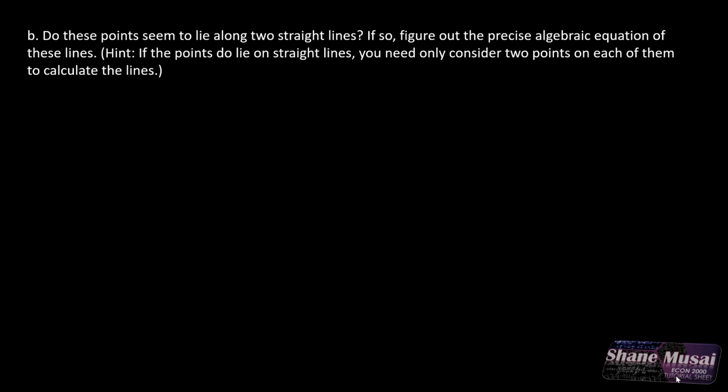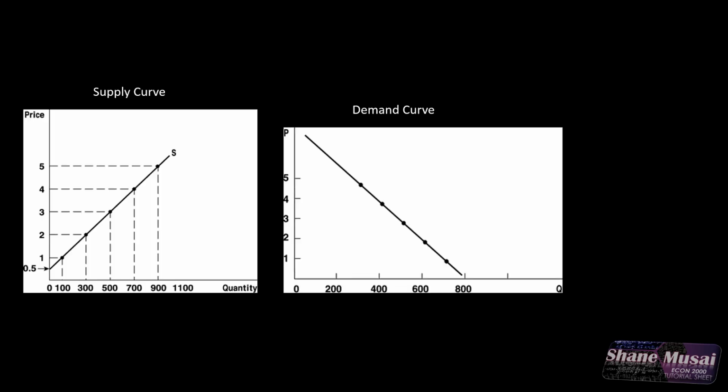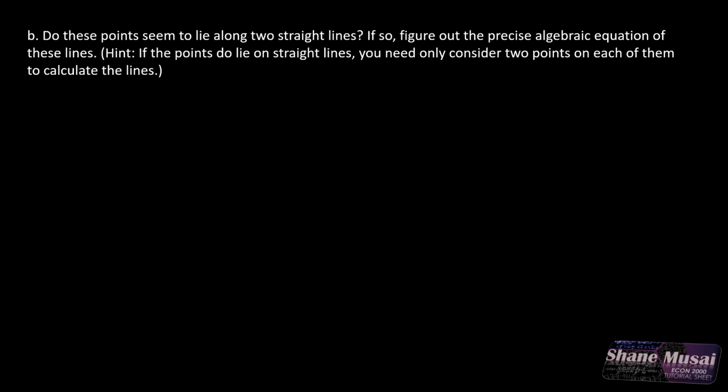And part B says, do these points seem to lie along two straight lines? If so, figure out the precise algebraic equation of these lines. Hint, if the points do lie on a straight line, you only need to consider two of them, right? So if we look at it, yes, the supply curve and the demand curve both lie along straight lines. The supply curve is positively sloped and the demand curve is negatively sloped. So let's calculate the algebraic equation for these lines.